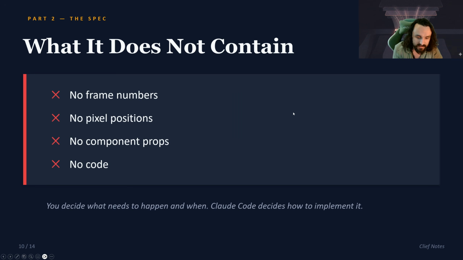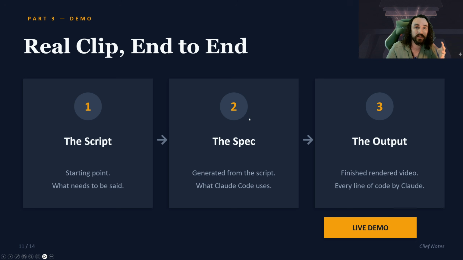What it doesn't contain is specific frame numbers. There's no talk of pixel positions, no component props, and no code. I did that before, and I actually found that it constricted the model and made it not do enough, right? It actually made the animations worse by controlling it. Giving Claude Code a little bit of creativity is a really great thing. So from end to end, it's script, what needs to be said, spec, generated from the script, output.